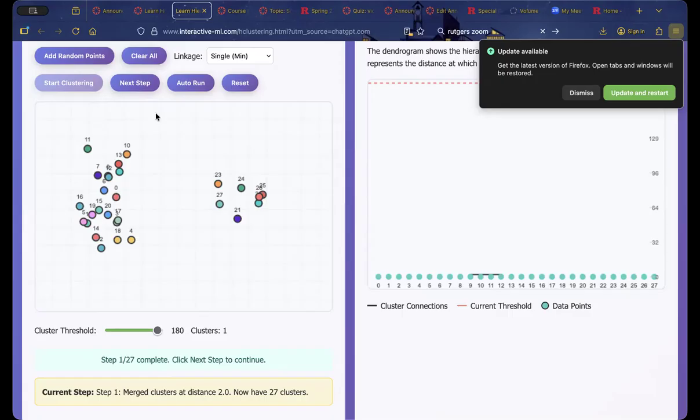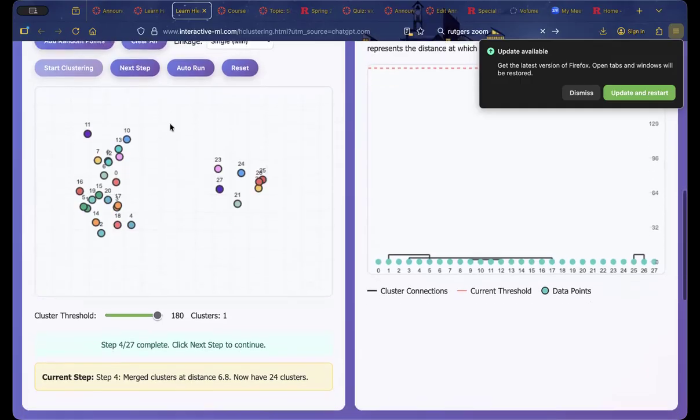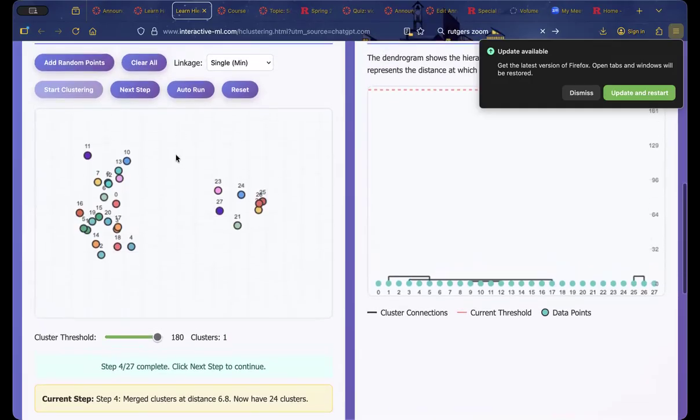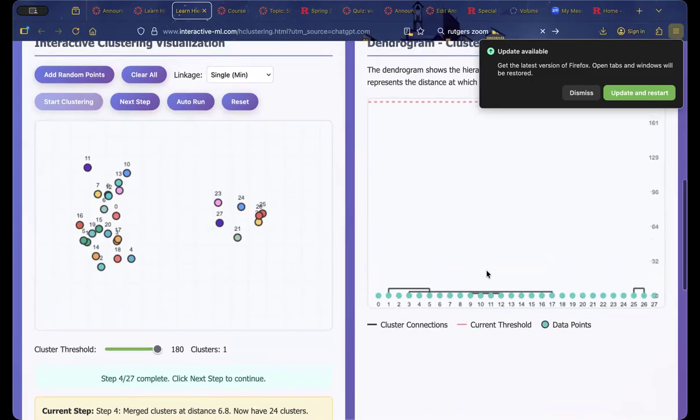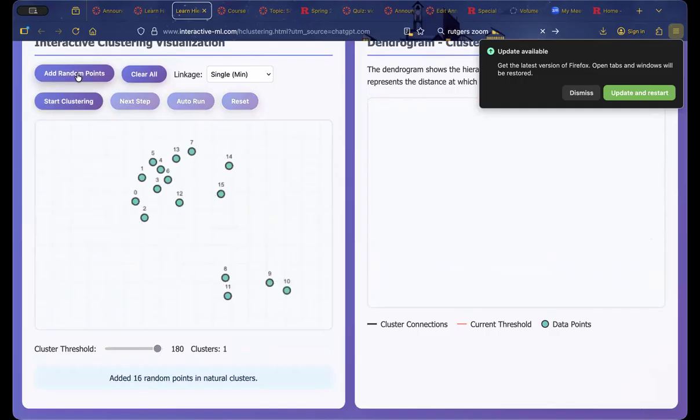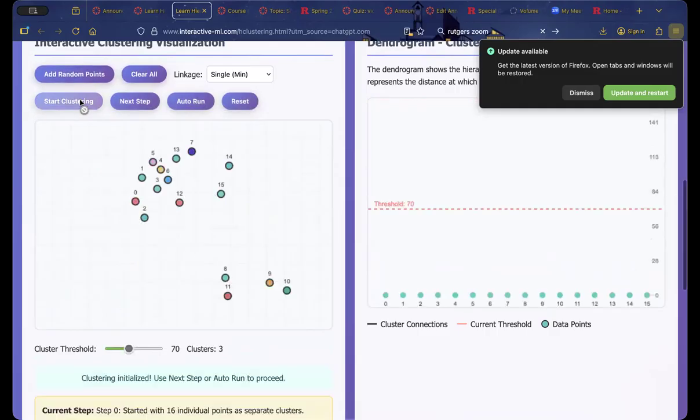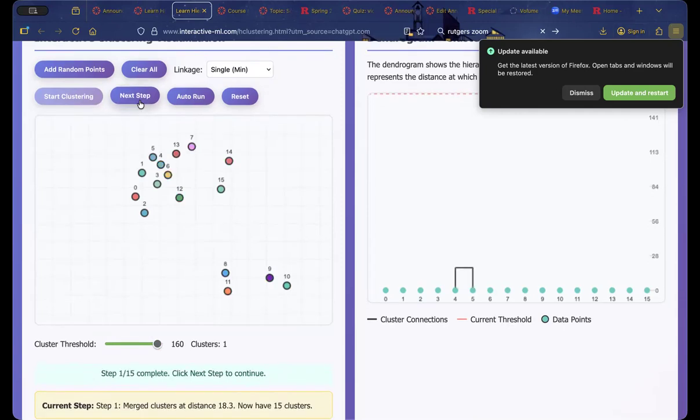Here, what's happening? But then why is this so far away in the dendrogram? Let me find a nicer cluster to work with. Okay, now I have 16 points. This one looks nicer because the points are not as close to one another.